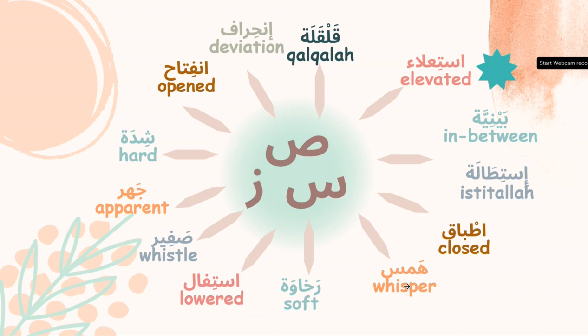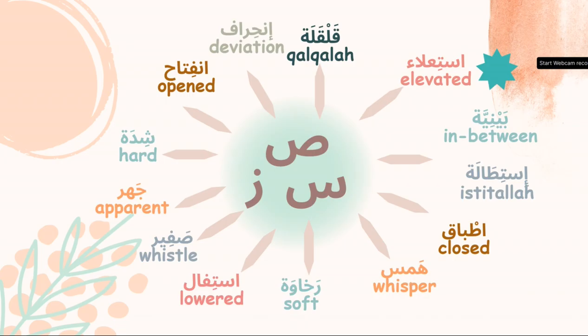And as we mentioned, when we try to pronounce the Sad, the Sin, the Za, we notice that the letter Za has a vibration in the vocal cords when we pronounce it. So this letter has jahr, while the Sin and the Sad have hams, because the letters have either hams or jahr, they cannot have both.